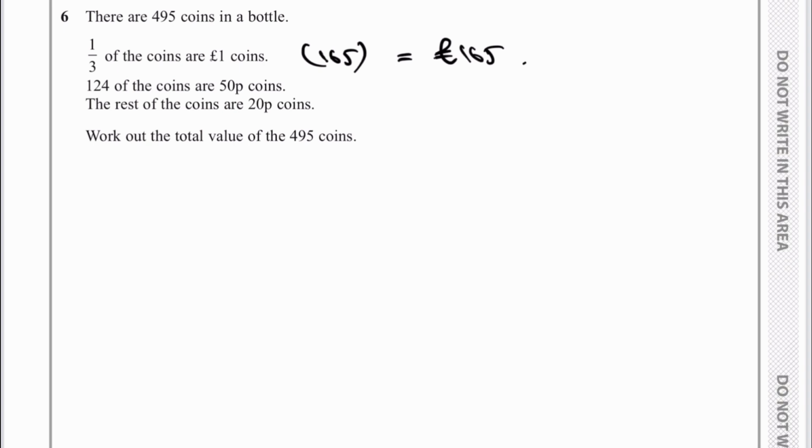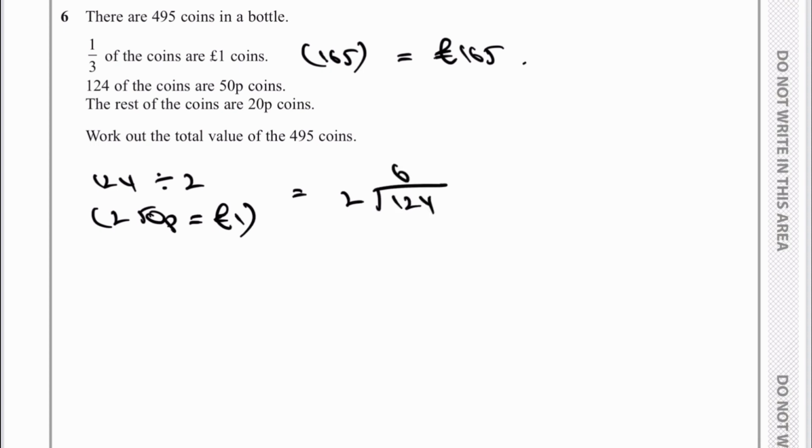Then it says 124 of the coins are 50p coins. Okay, so basically if we've got 124 coins, I'm going to divide that by 2 because 2 50p's is going to equal £1. So we can just work out how many pounds we've got by just dividing 2 into 124, and we get £62. So therefore in 50p coins we've got £62. Okay, all right, hopefully that's okay for you.